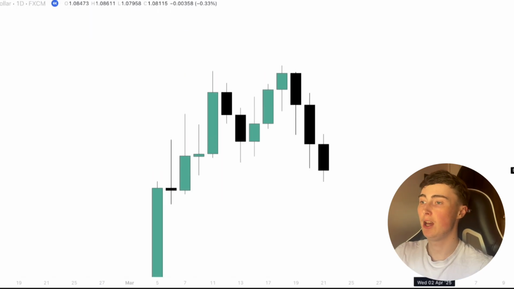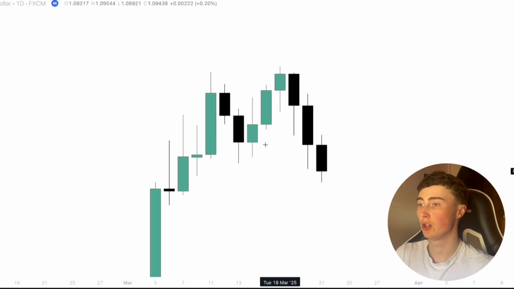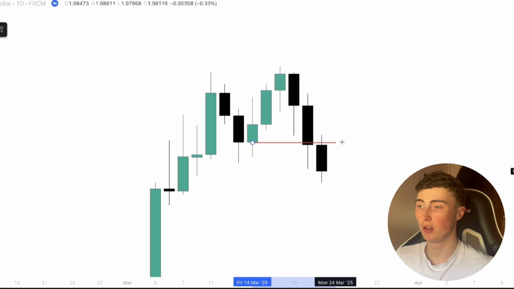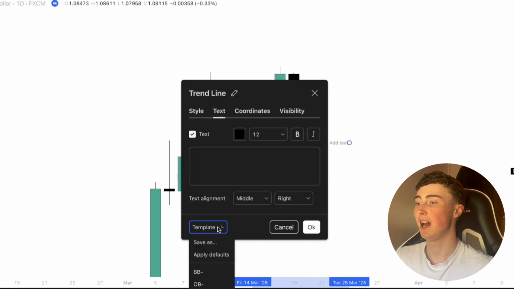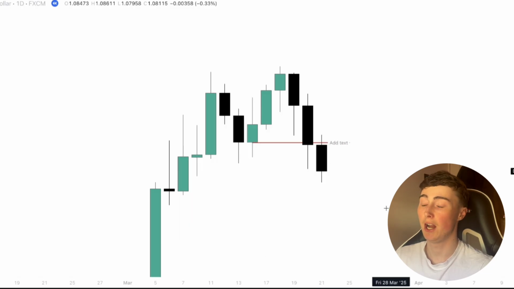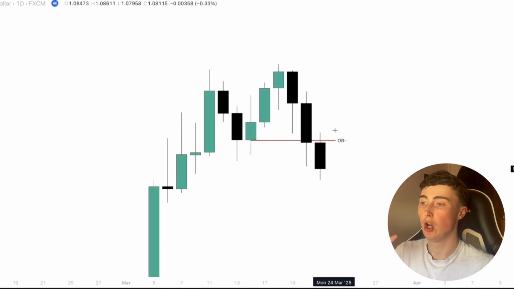Okay, so we're here on Euro USD. This trade is on the 24th of March, 2025. So if we break down the daily a little bit, price has formed this bearish CSD at the end of last week, right? And I'm essentially anticipating lower prices.